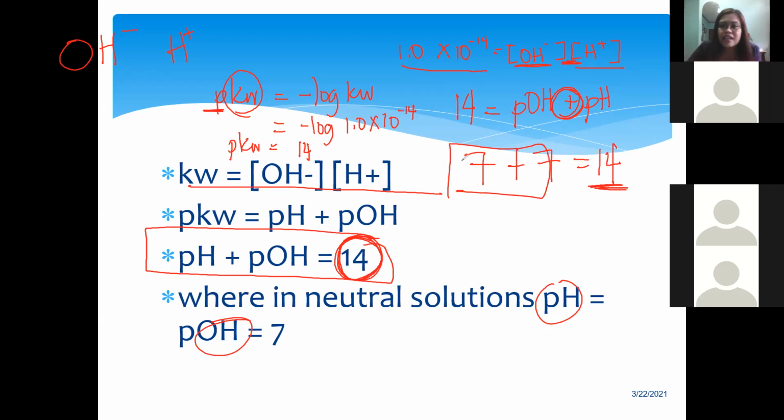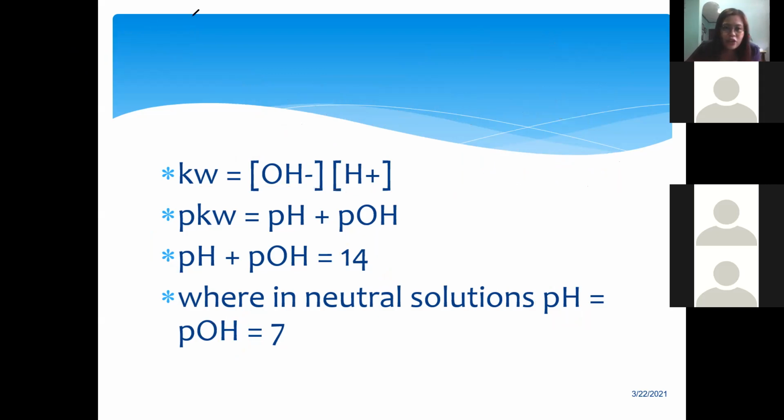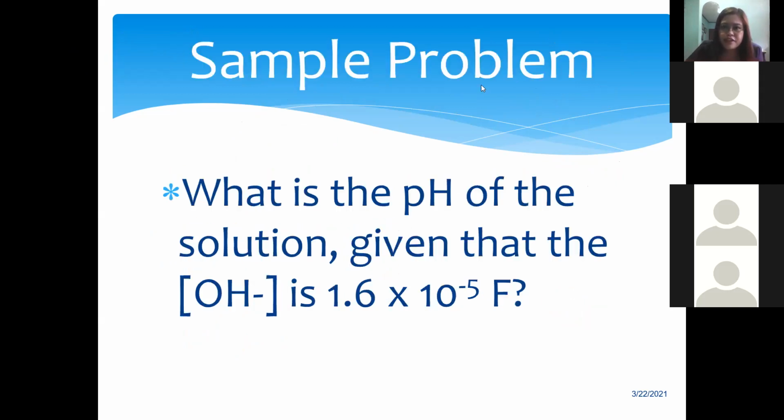So pag hindi na sila magpantay, that's where we know if the substance is acidic, basic, or neutral. So asa ni siya gamitin? Our formula is this one: pH plus pOH equals 14. The other two is just an illustration why we have this formula. Okay? So gagamitin natin siya if we have problems like this. Tingnan natin kung paano gamitin.